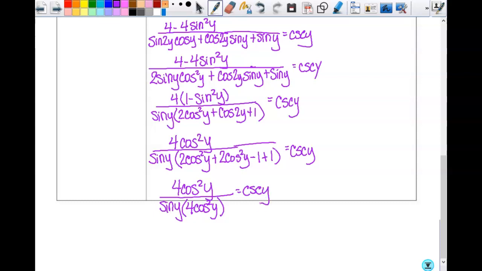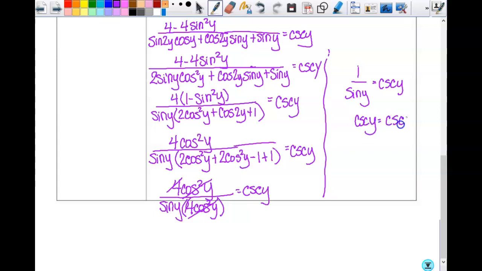Now, I have no addition anywhere. This is all multiplication, so I can cancel the 4's out. I can cancel the cosine squareds out, and I end up getting 1 over sine y equals cosecant y, which means cosecant y equals cosecant y. And there you go. Okay. What questions do you have?